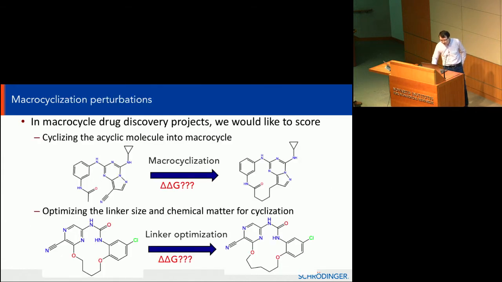So in macrocycle drug discovery, the most important questions are: will a macrocyclization strategy to cyclize the linear molecule into a cycle improve the binding potency? And what is the optimal linker size and chemical matter for cyclization? Both of those types of perturbations are very difficult for conventional FEP methods. So by using the same soft-core stretch potential I mentioned earlier, and adjusting the protocol specifically for macrocycles, we have extended FEP to support macrocycle perturbations.